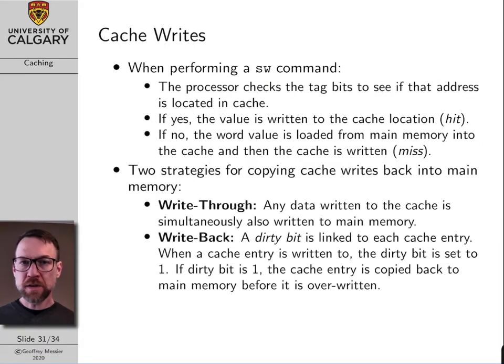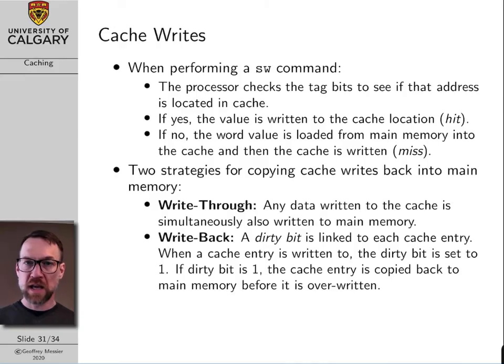Okay, so up until now, all of our cache examples have been talking about load word commands, basically reading or loading values from memory. Now it's important to also talk about how caches work when we're trying to write or store values in memory. When performing a store word command, the processor will determine the tag bits from the address contained in our store word command, and will check the cache to see if those values have been loaded into the cache. So it's exactly like checking for a hit with a read.